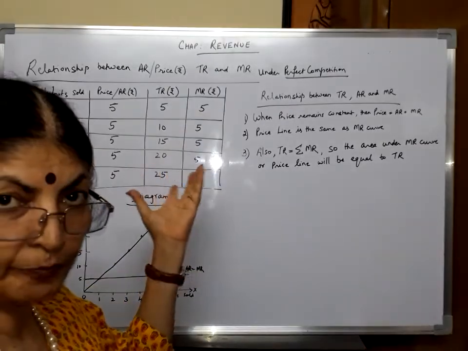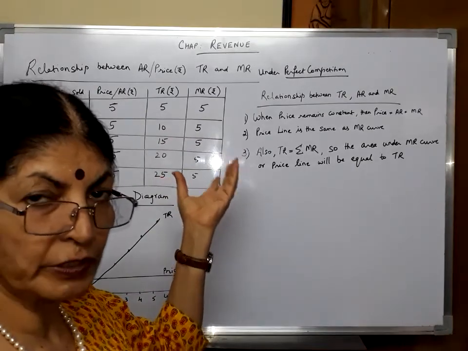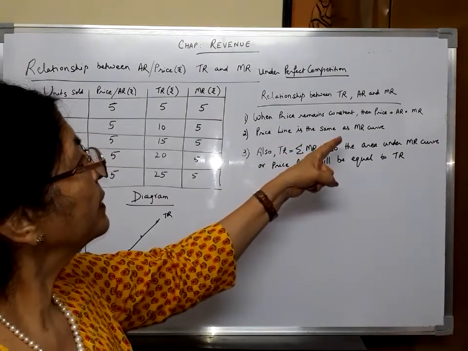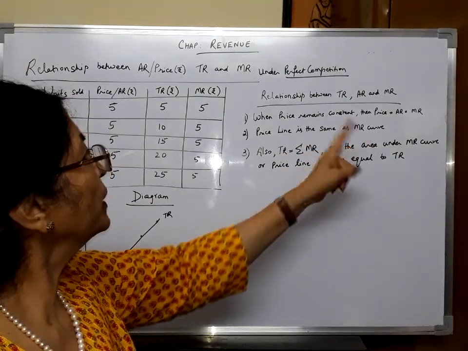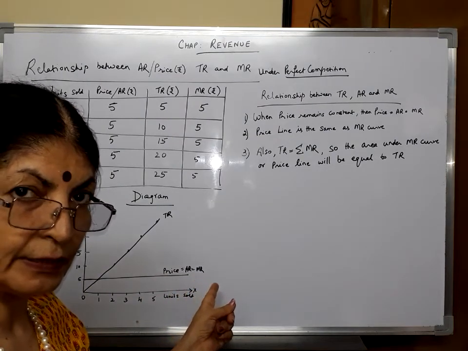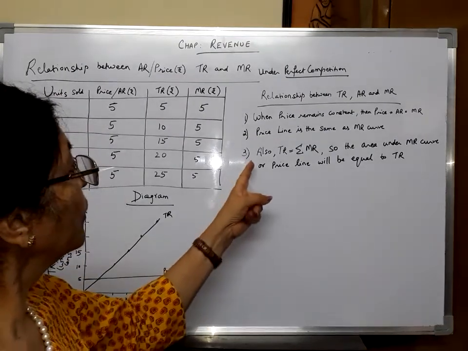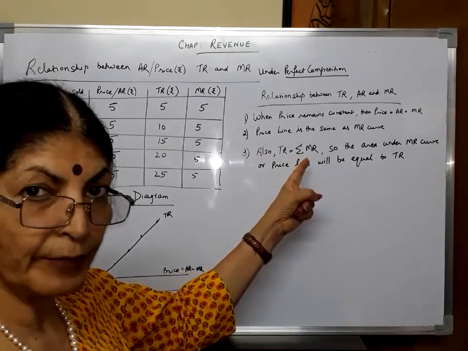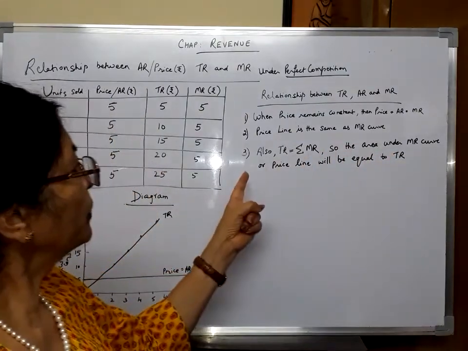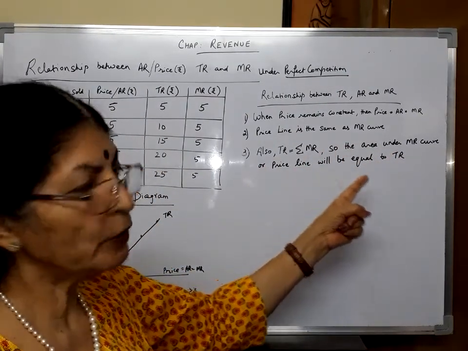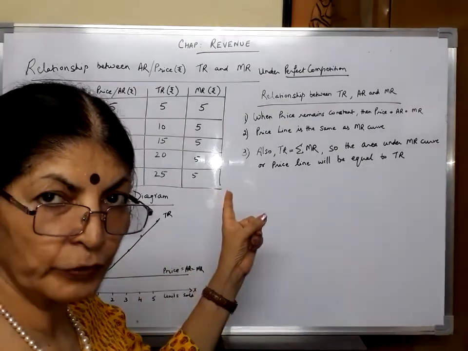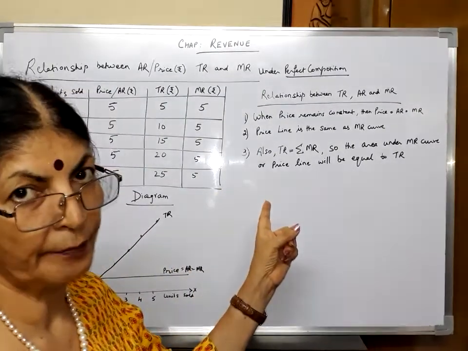The second prominent feature under perfect competition relating to these three concepts is that the price line is the same as the marginal revenue curve. That is why we have a horizontal straight line. Price line is equal to marginal revenue curve. Also, total revenue is the summation of marginal revenue. So, the area under the marginal revenue curve or price line will be equal to total revenue. That is why we have a rising total revenue curve and it rises in the same proportion.